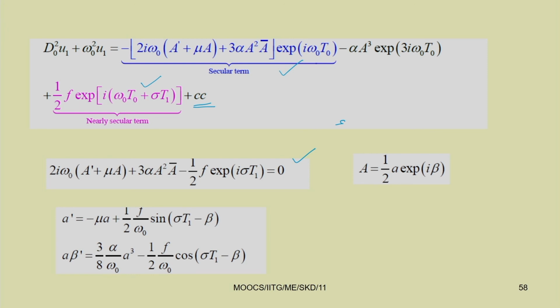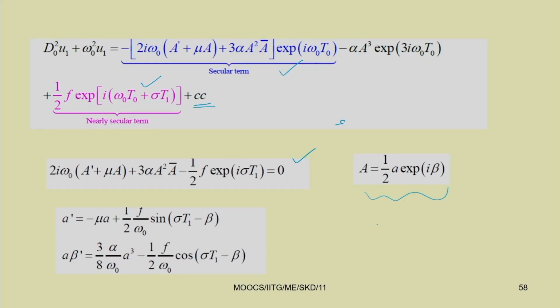So, you just see, this term multiplied by e to the power I omega 0 t 0 equals 0. The exponential function e to the power I omega 0 t 0 cannot be 0; only as t tends to infinity will it become 0. So, the product term, 2 I omega 0 a dash plus mu a plus 3 alpha a square a bar minus half f e to the power I sigma t 1, becomes 0.